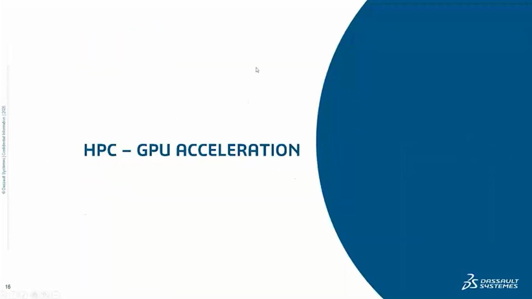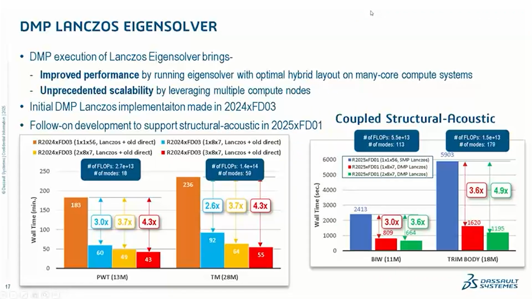And this is the last piece of my presentation, the HPC or the GPU acceleration. We are working very effectively and efficiently with the linear dynamic solver. So DMP Lanczos in Abaqus is the best in class Lanczos eigensolver. And every year, I don't know how many of you are Abaqus users on this call, we come up with enhancement after enhancement, for your jobs with millions of degrees of freedom. And here, the flop is nothing but your floating point operations per second.